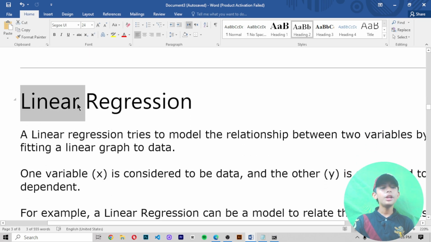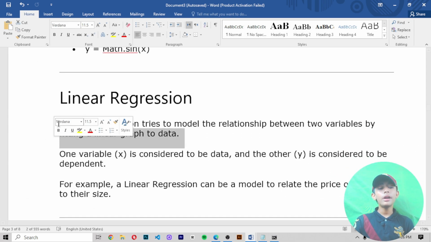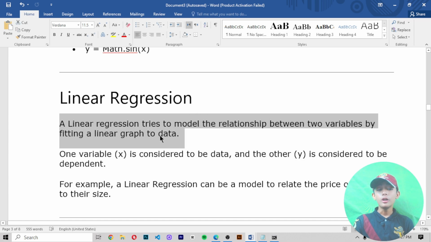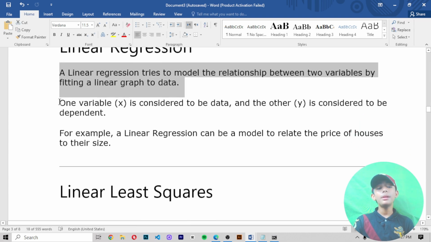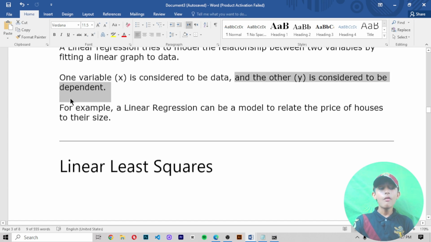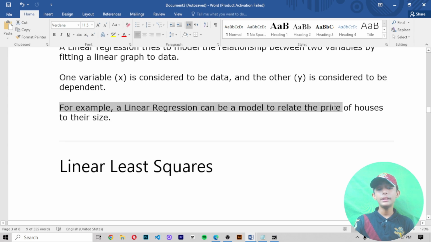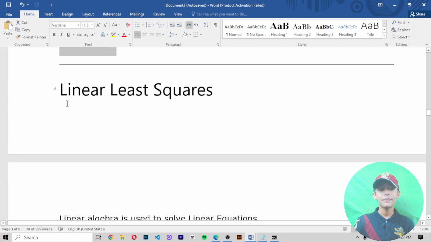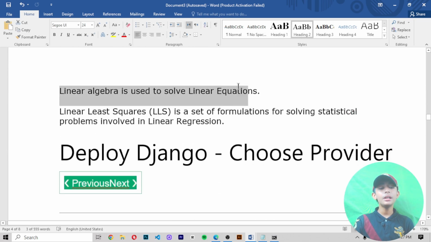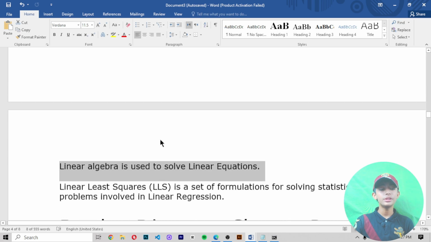Linear regression. Linear regression tries to model the relationship between two variables by fitting a linear graph to data. One variable x is considered to be the independent variable and the other, y, is considered to be the dependent variable. For example, a linear regression can be modeled to relate the price of houses to their size. Linear least squares. Linear algebra is used to solve linear equations.